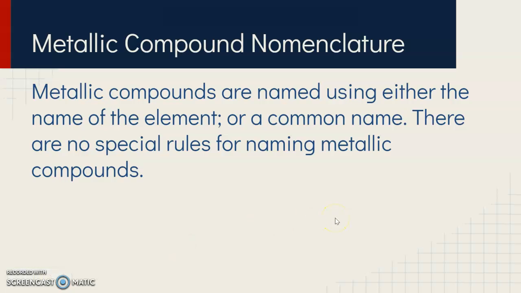Now, let's talk about naming metallic compounds, because you guys know there are special ways to name ionic compounds, especially if there are polyatomics or transition metals involved. For metallic compounds, there's no special naming. You either use the name of the element or a common name. So there are no special rules for naming metallic compounds. You don't have to worry about naming it. Is it gold? It's gold. Is it silver? It's silver. If there's some kind of compound, it could be a metal alloy. It would have a special name, but you guys don't have to remember anything.